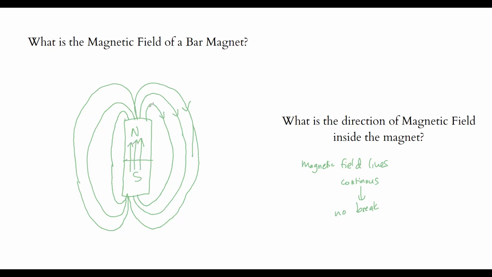Whatever field lines were generated from the north pole will come back to the north pole, even through the magnet, even inside the magnet. The magnetic field lines will be moving from the south pole to the north pole, right? So the magnetic field lines still exist inside the bar magnet.